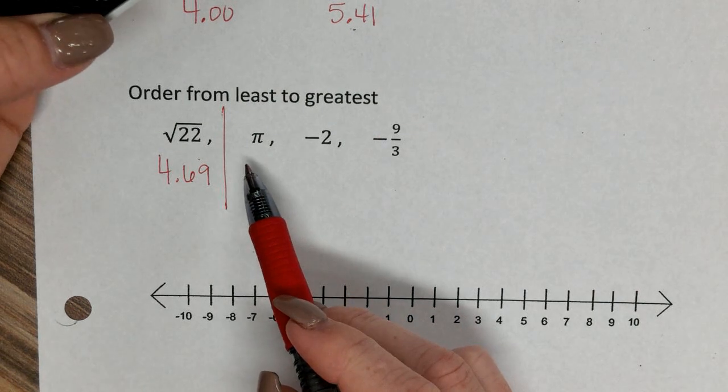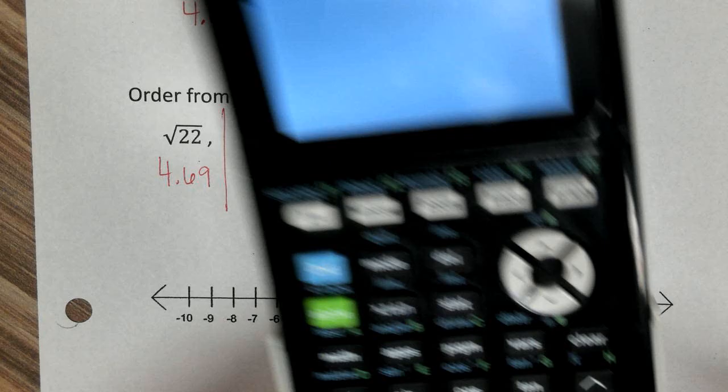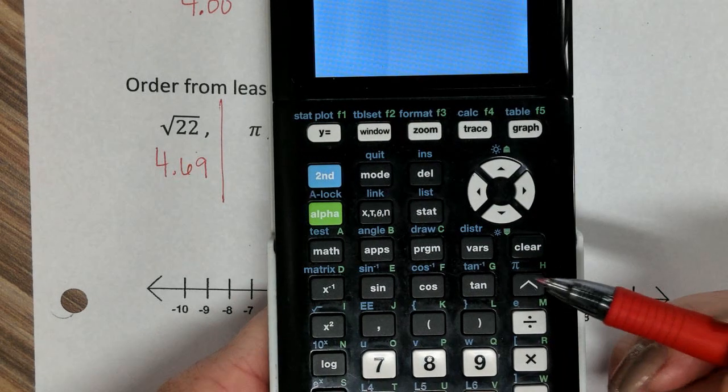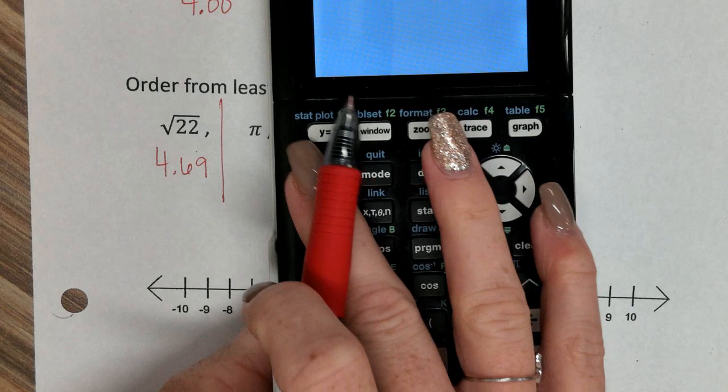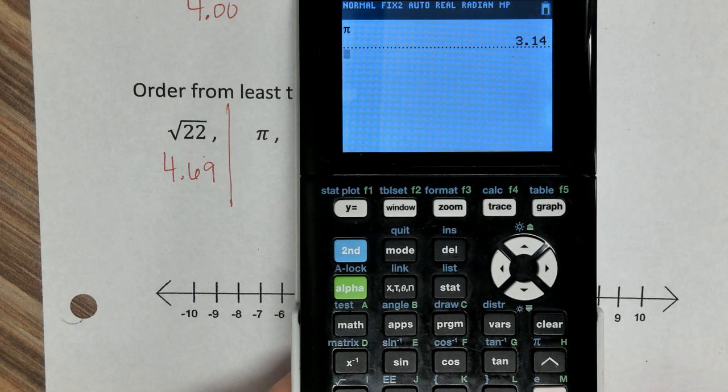Pi. Now, a lot of you already know what pi is. What is pi? 3.14. If you don't remember that, all you have to do is hit the pi button right here in blue. So second, and then the pi button right here. Hit enter, and it will tell you it's 3.14.